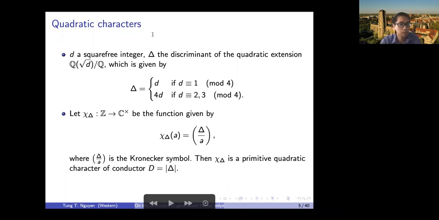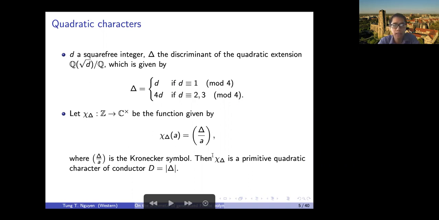So let's say d is a square-free integer. So delta will be the discriminant of the quadratic extension where you adjoin the square root of d to Q. So we know that the discriminant has a very neat formula. It is equal to d if d is 1 mod 4, or equal to 4d if d is 2 or 3 mod 4. So now associated with this quadratic extension, there is the quadratic character given by the symbol delta over a, where delta over a here exactly is a Kronecker symbol.